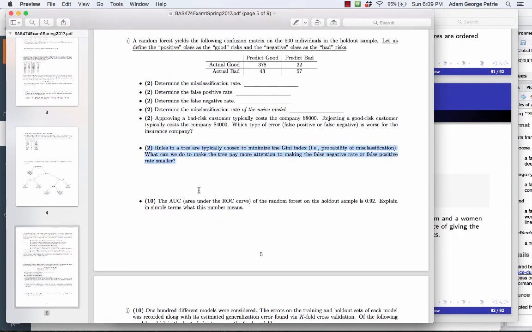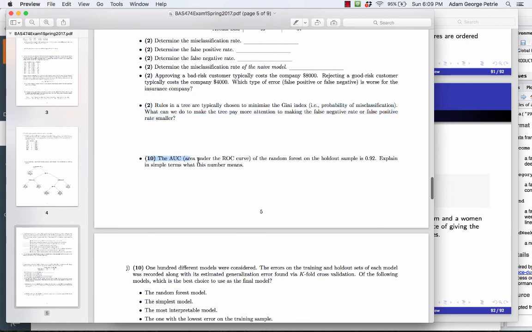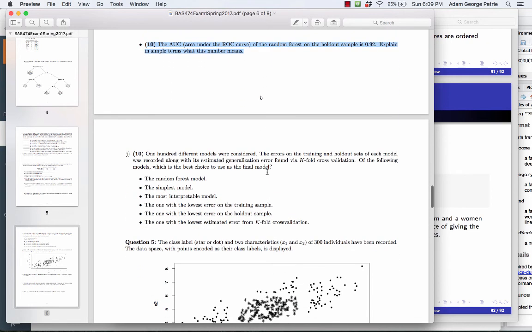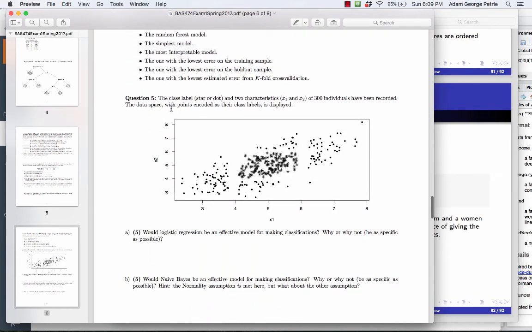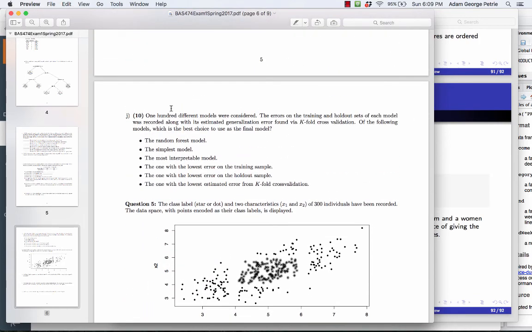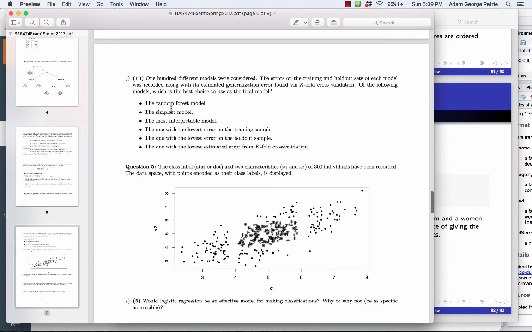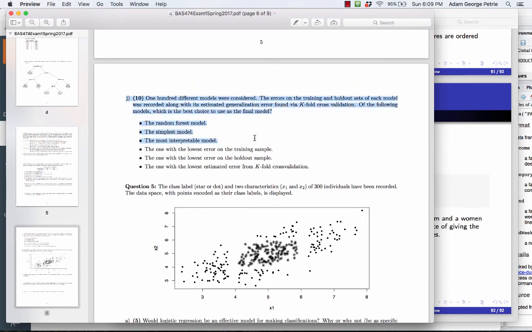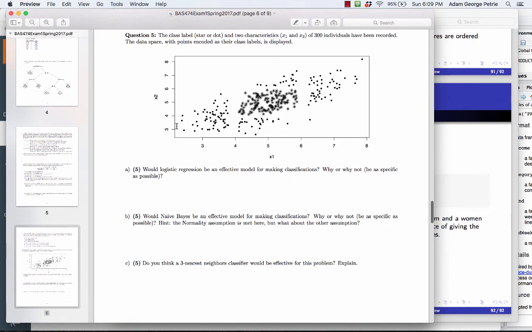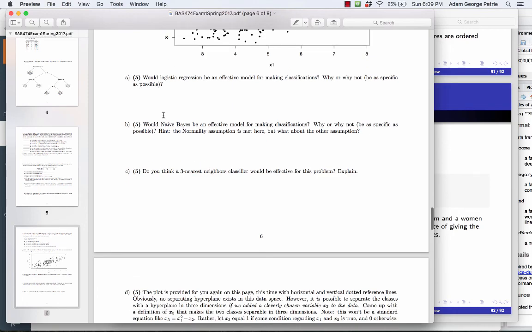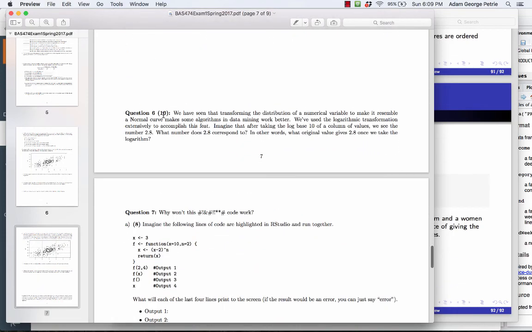Don't have to worry about rules of a tree. We're not there yet. But here we go, interpreting the value of an AUC, something you're going to want to know. Question 5, don't even look at yet. That's not going to be important. This J question right here, 100 different models have been considered. Which one do we actually end up picking? Well, maybe take a look at that one. All right, so question 5 we're skipping.